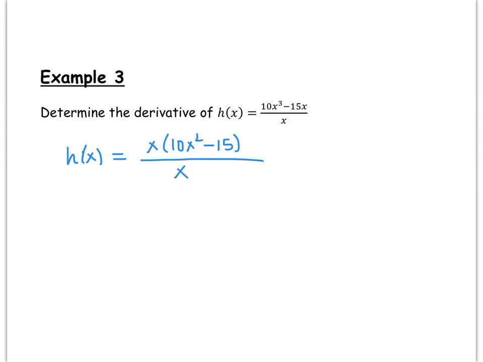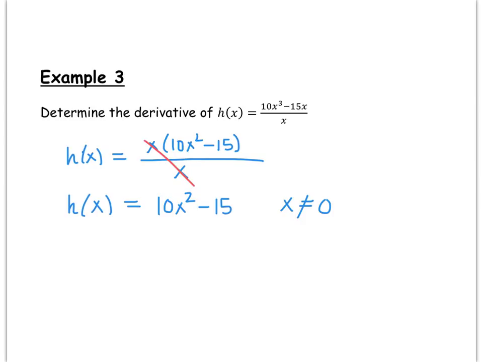So now we can simplify out that common factor of x. X divided by x makes 1, and we're left with the simplified function 10x squared minus 15. Now we have to be careful because at first glance it might look like we're left with a function whose domain is all real numbers, but that original function did not have a domain of all real numbers. In fact, there's a domain restriction when x is 0, so we would want to qualify that h of x is equivalent to 10x squared minus 15, provided x is not 0. We would have to make that qualification. And that would also apply to its derivative as well.